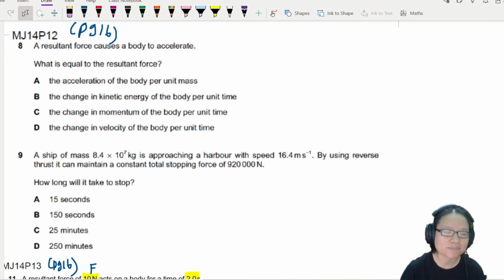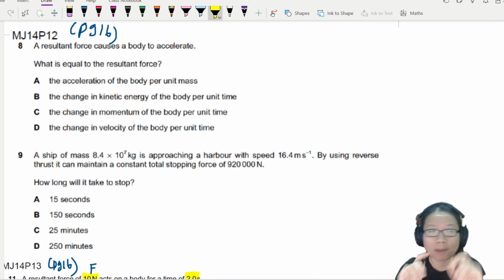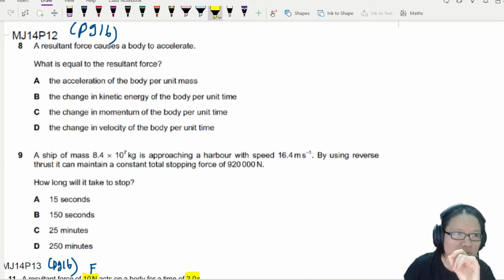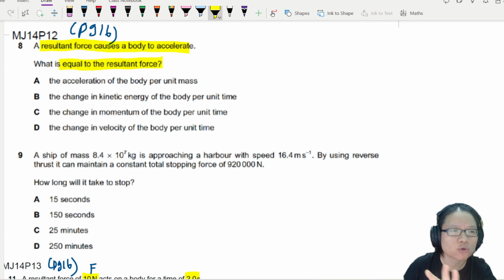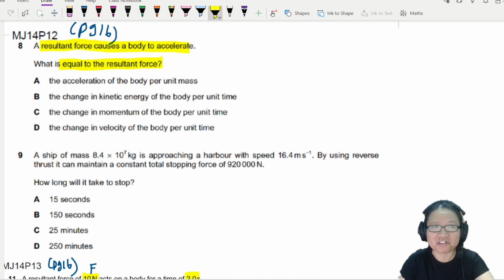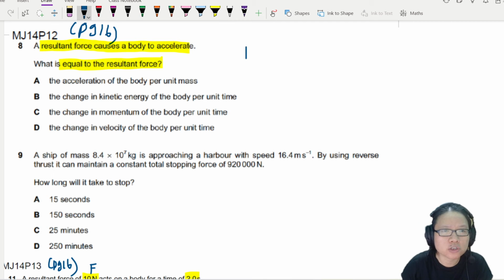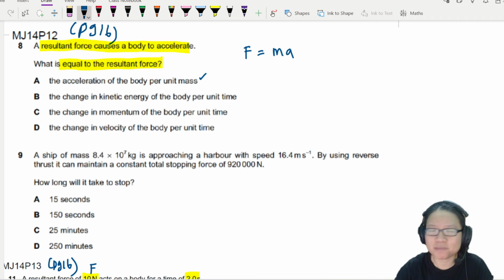Pretty important law here. So this one is on page 16, MJ14 paper 1-2. Okay. So a lot of times, you see, the question tries to trap you. Okay, it says here a resultant force causes a body to accelerate. What is equal to the resultant force? I tell you, a lot of students, they want to jump on the fact that force causes body to accelerate. So they like to do, it's the acceleration of the body per unit mass.